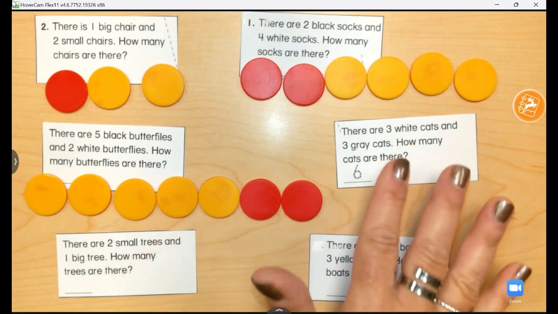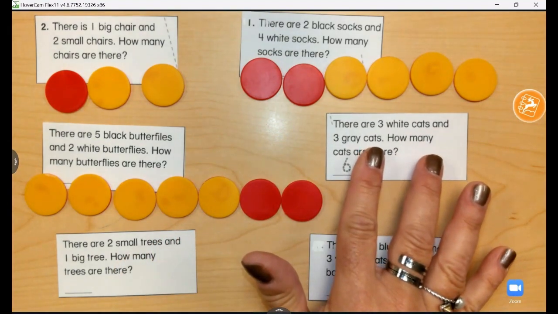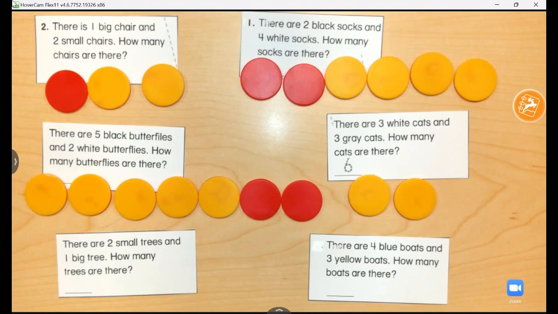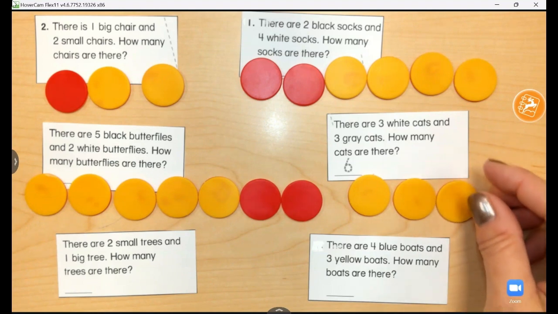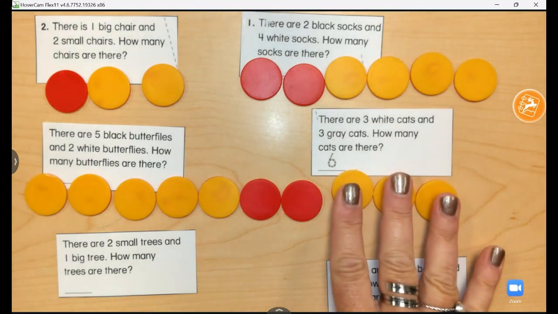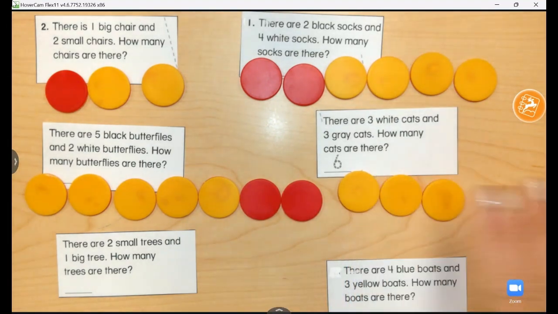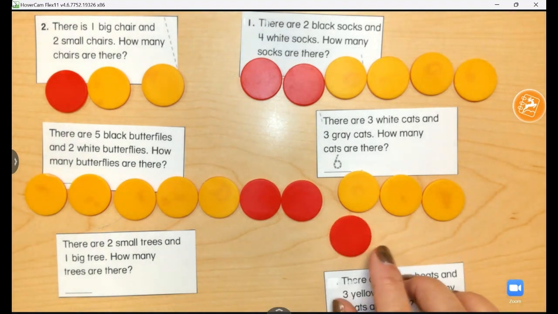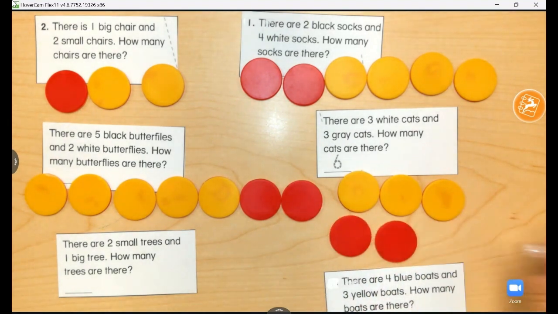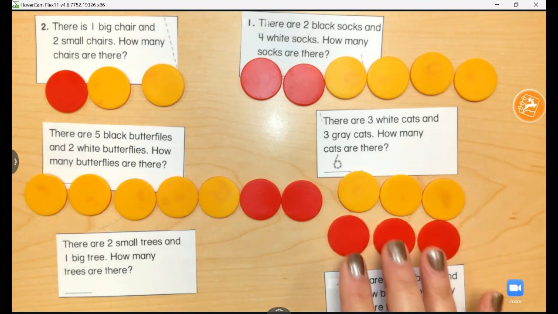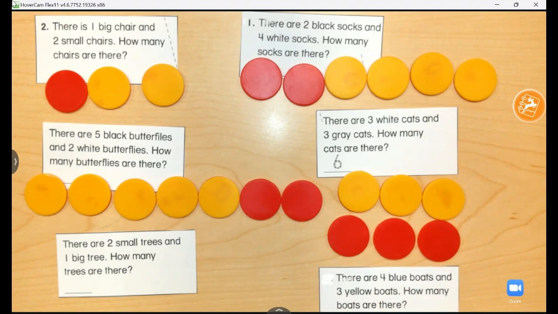All right, this one says there are 3 white cats and 3 gray cats. So I have my 3 white cats and my 3 gray cats. I'm going to have to scoot these over a little bit for us to see. Or maybe I'll build my gray cats right underneath. Students could build the model in any way they would like to. All right, there's my 3 white cats and 3 gray cats.